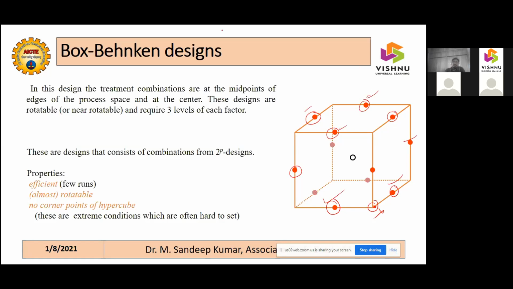So whenever you are doing an experimentation or considering the Box-Behnken design, we say that we concentrate on the midpoints. Yes, no doubt the statement is right. In this design, the treatment conditions are at the midpoints of edges of the process space and at the center. These designs are rotatable and require 3 levels of each factor.